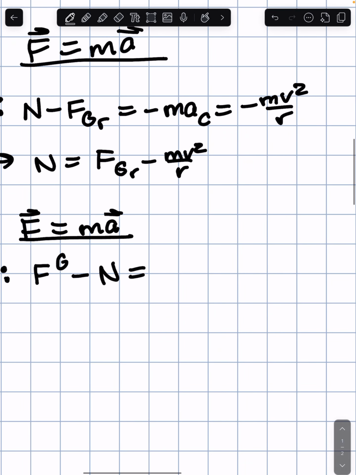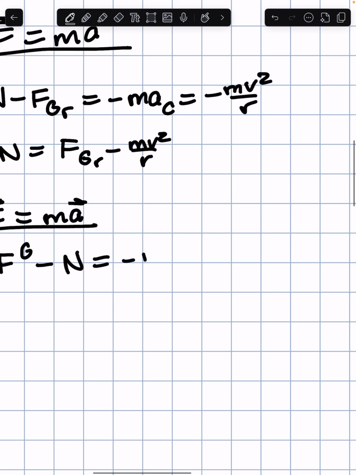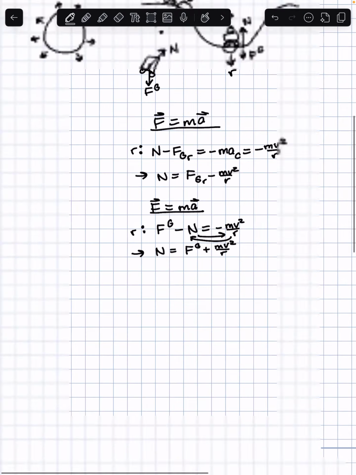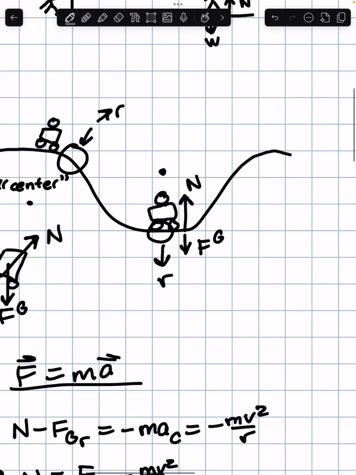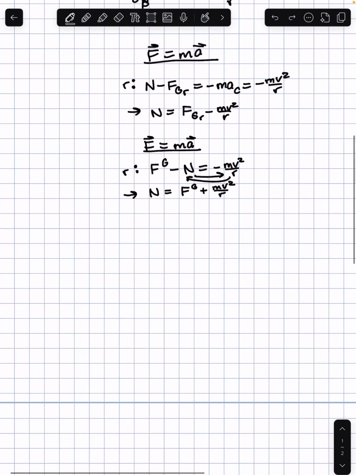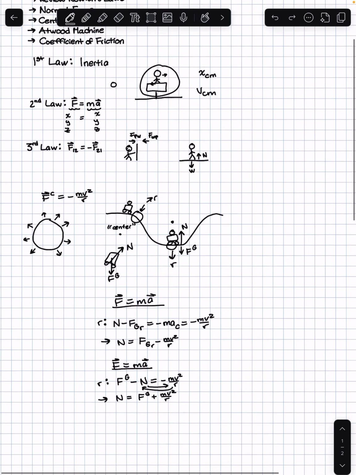Now let's write our centripetal acceleration, minus mv squared over r, and let's rearrange for the normal force here. We can put N to this side, and the centripetal acceleration to this side, which gives us Fg plus mv squared over r. This should also follow intuition. When you get to the bottom of a hill like this, and you start to follow the path of the little valley here, you should feel an increased normal force from your seat. All right, that follows our intuition.